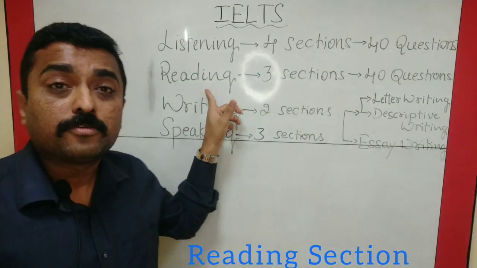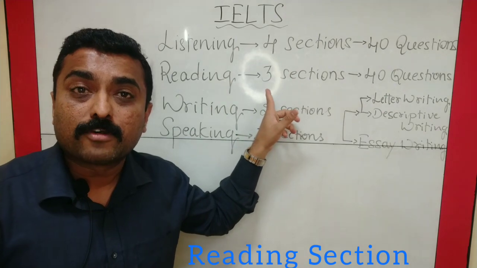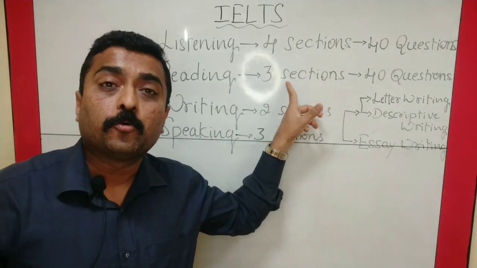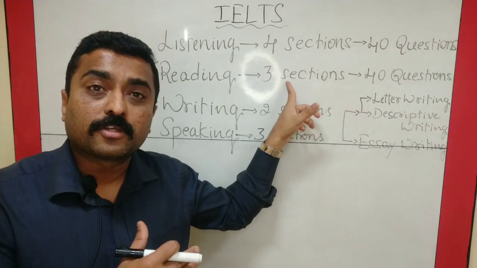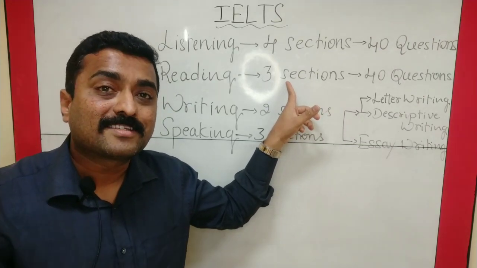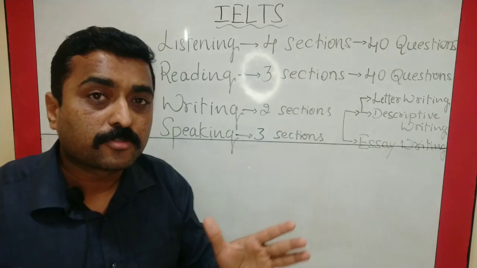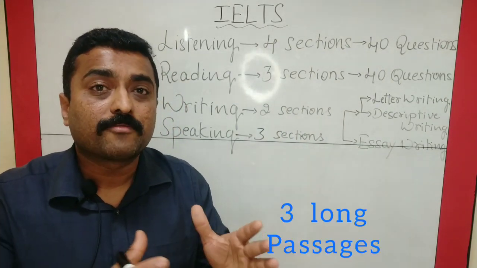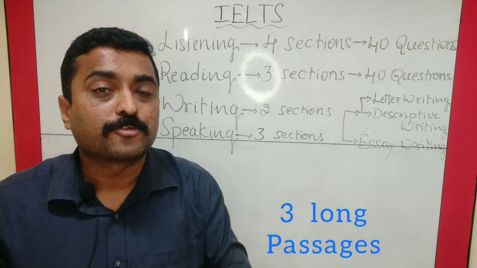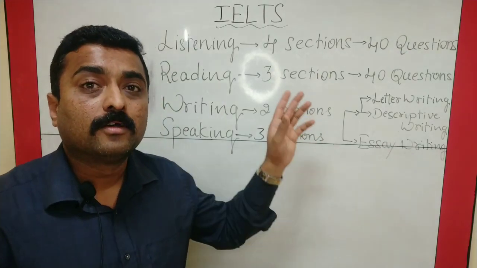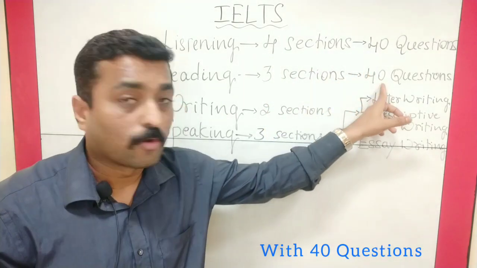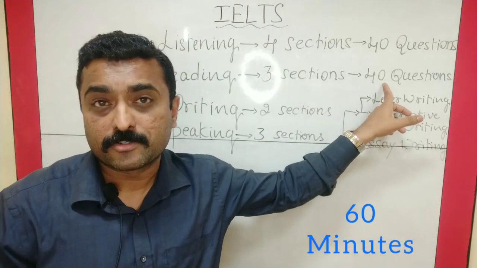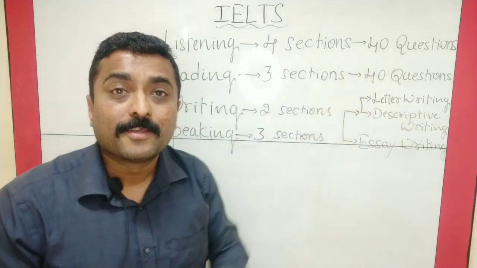The reading section has 3 different parts, or 3 different sections as you can call it. It is slightly different in academic and general. In IELTS academic you have 3 long passages with 40 questions overall, and the time given here is 60 minutes completely. All right?